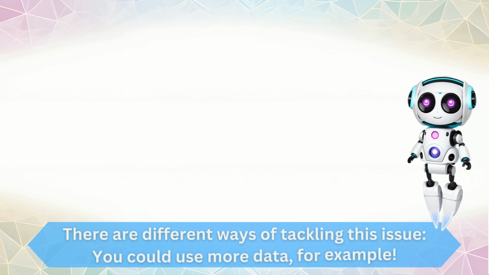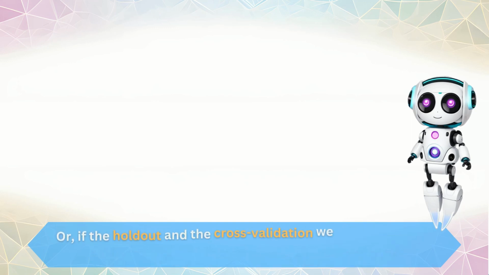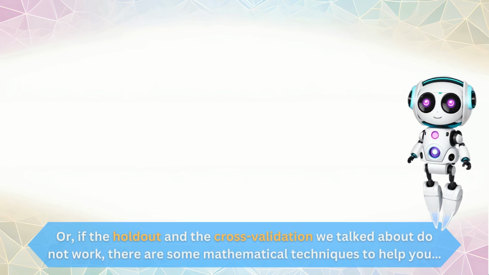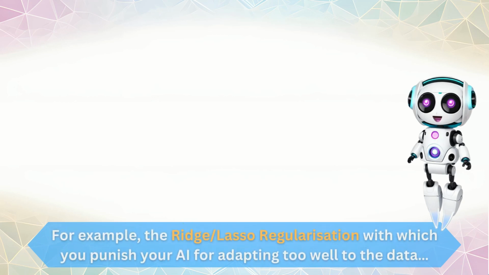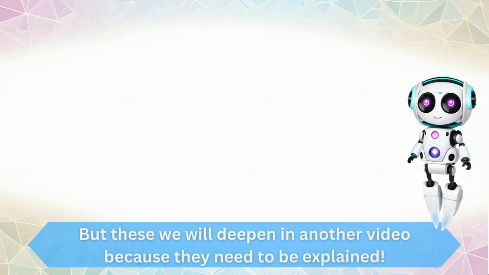There are different ways of tackling this issue. You could use more data, for example. Or, if the holdout and the cross-validation we talked about do not work, there are some mathematical techniques to help you. For example, the ridge or the lasso regularization with which you punish your AI for adapting too well to the data. But these we will deepen in another video, because they need to be explained.